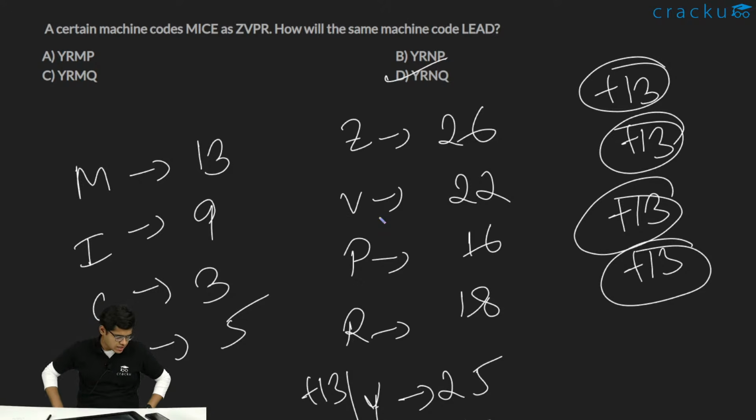I hope the logic is clear, guys. Two questions, two different logics. In one question the sum was 27, and in the other question we are adding 13. Let's move to the next question.